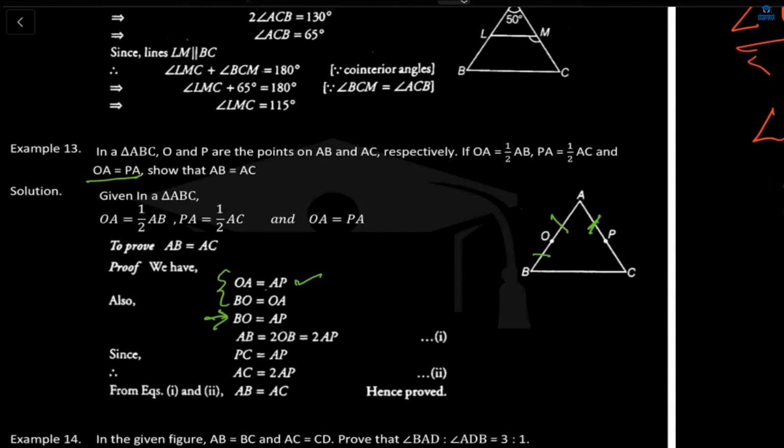Now you can write that AB is equal to 2OB, because whole AB is AO plus OB. Or since these two are equal, you can just write AB is equal to 2OB. This step, 2OB or 2AP. 2OB, because OA is equal to PA, so you can write it as equal to 2AP also. Understood or not? Any doubt?